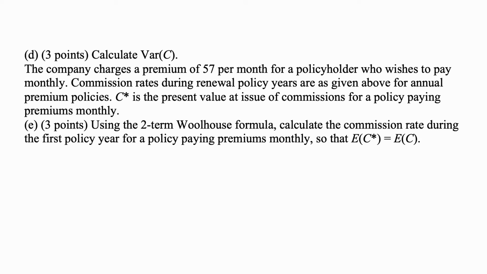The company charges a premium of $57 per month for a policyholder who wishes to pay monthly. Commission rates during renewal policy years are as given above for annual premium policies. C star is the present value at issue of commissions for a policy paying premiums monthly. E, using a two-term Woolhouse formula, calculate the commission rate during the first policy year for a policy paying premium monthly so that the expected value of C star is equal to expected value of C.